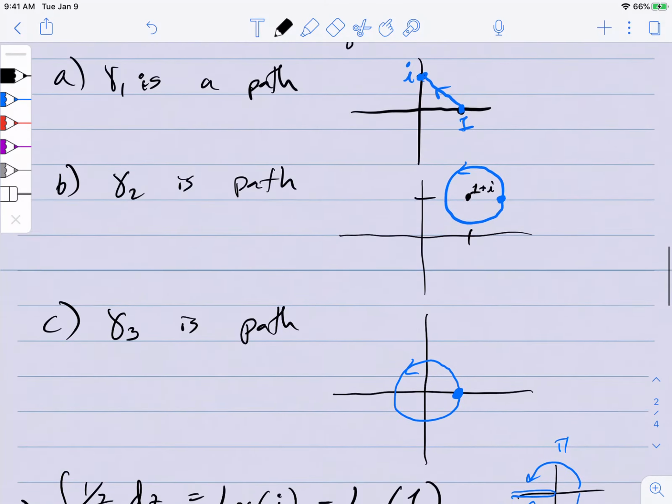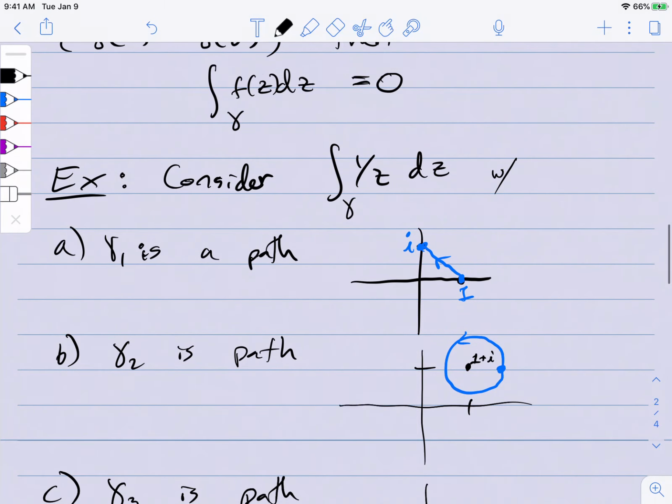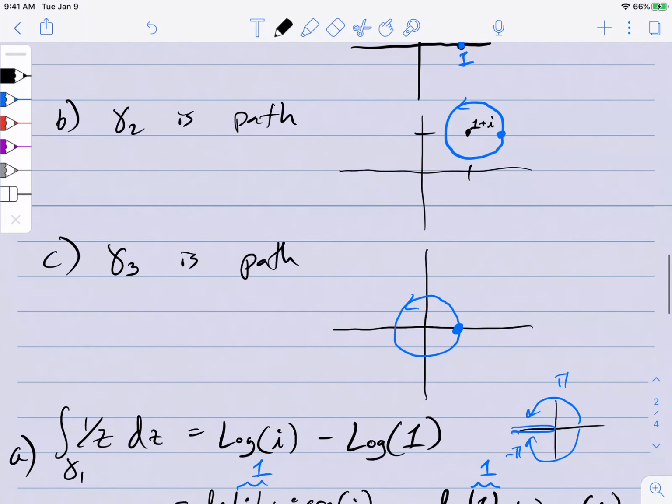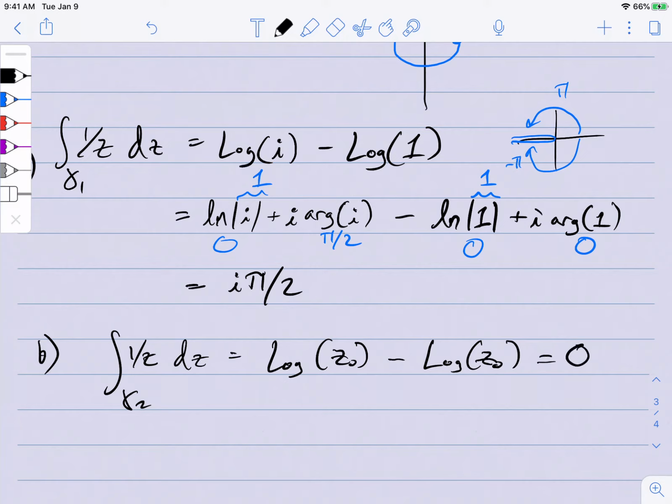B. So we can just use the corollary, right? So this path is contained in the region G, where log of z is an antiderivative. And so since it's a loop, we know that, well, let me label this point, so I'll call this z naught. Integral of 1 over z over this path gamma 2 is just log of z naught minus log of z naught, 0. Okay, that was really easy.